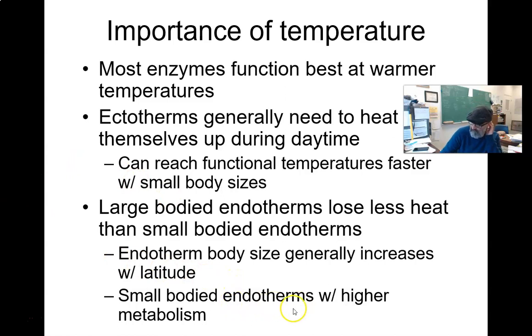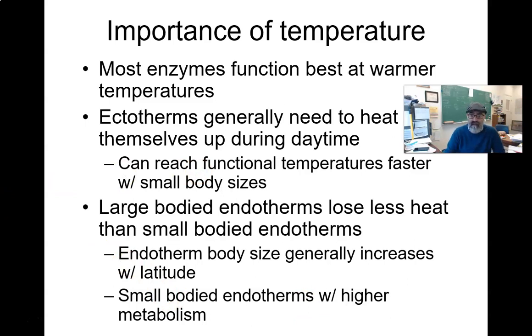So if you're constantly losing heat, then you need to burn more food in order to maintain your body temperature, okay? So generally speaking, small-bodied endotherms have higher metabolism. Why? Because as they burn their food and produce heat, they're losing that heat to the environment more rapidly. Okay, this is fundamental stuff, you guys.